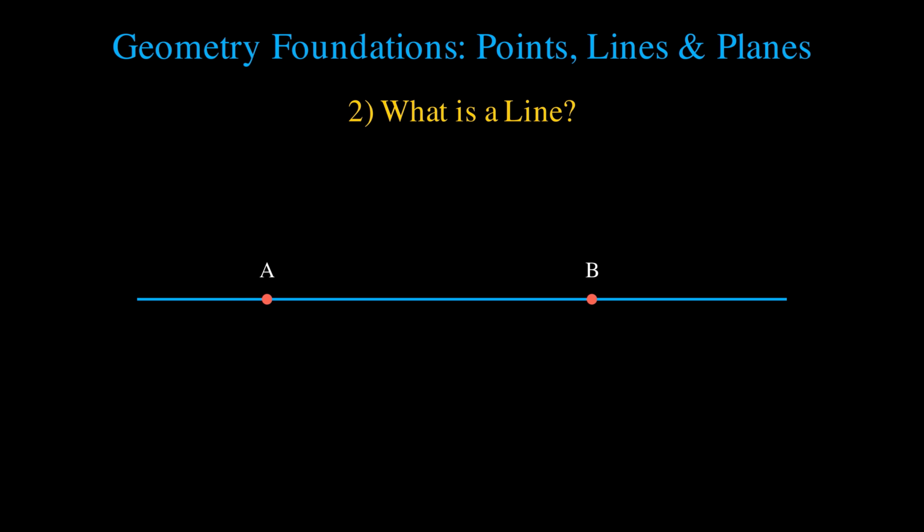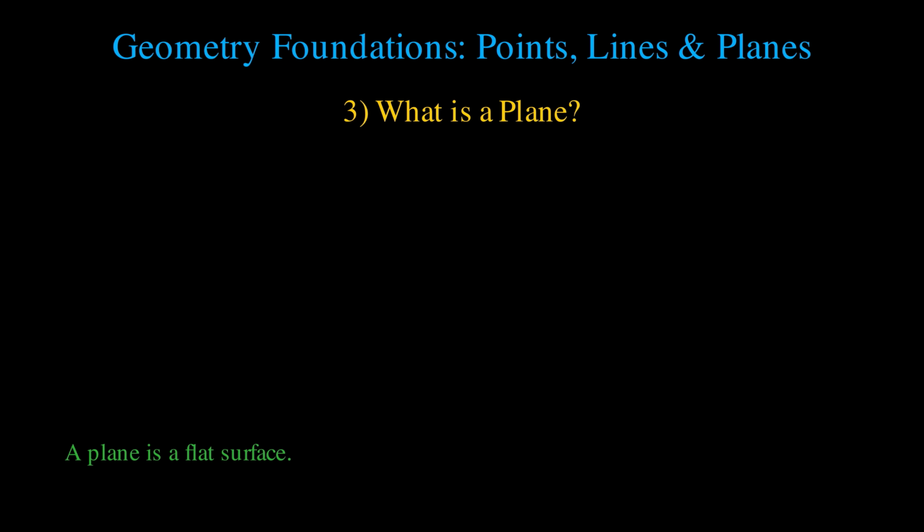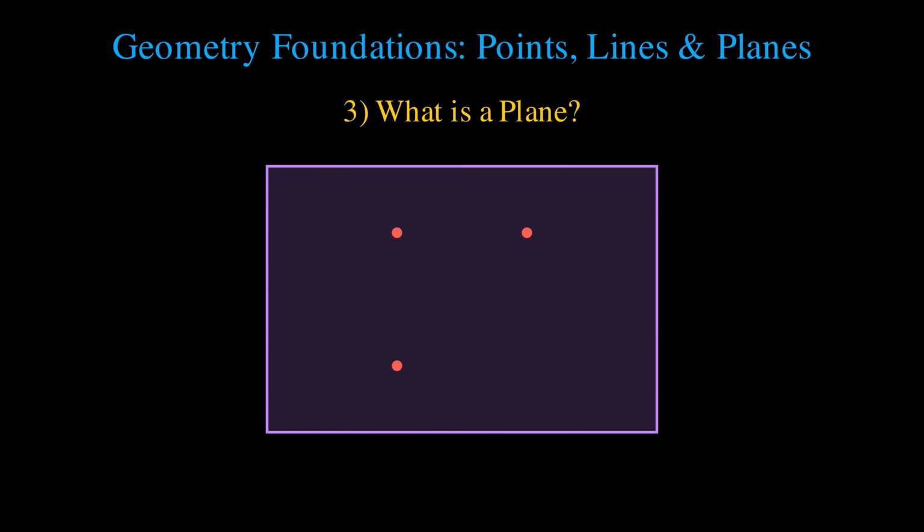through them. Now let's move to the third big idea: a plane. A plane is a flat surface that stretches forever in all directions. A plane can be described using 3 points that are not in a straight line. When 3 points lie on the same flat surface, they help define that entire plane. So a plane is basically an infinite flat surface.